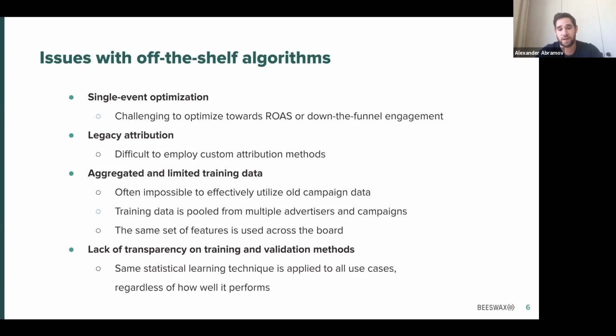And then on the reporting side, there's a lack of transparency on training and validation methods. Like when we talk about custom algorithms and deploy them in-house in Beeswax, we're always looking at various accuracy and performance metrics. We're running back tests on various slices of data to understand, okay, are there seasonal fluctuations that we need to account for? How well does this algorithm work against the older versions that we've deployed?